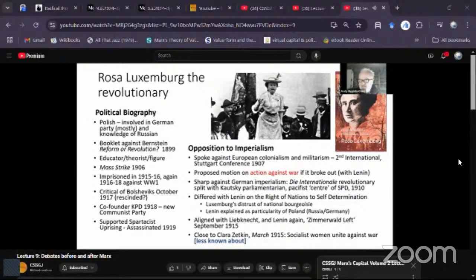Okay. Also, and it's barely mentioned in most of the political evaluations of Luxemburg, she was closely allied with Clara Zetkin, and the first conference against the war was actually of socialist women, not the Zimmerwald left conference, but the Socialist Women Unite Against War, which is less known about.